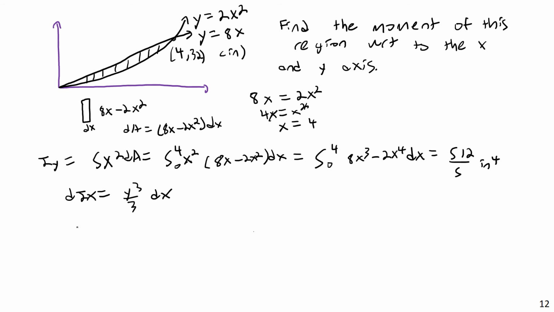So let's go ahead and say that the integral of Ix is equal to the integral of y cubed over 3 dx, and this would be an integral evaluated from 0 to 4, and the y this time hopefully will be correct, (8x minus 2x squared) to the third power divided by 3 times dx.